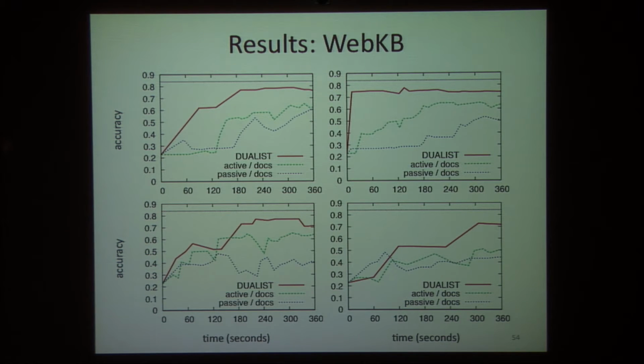And this pattern holds for all 4 of the different users on this particular task. The dark dashed line at the very top is fully supervised learning. So if we had labels for all of the documents in the training set, that's kind of an upper bound that we might expect. So at the end of 6 minutes, all of these users are getting within about 90% of the upper bound.